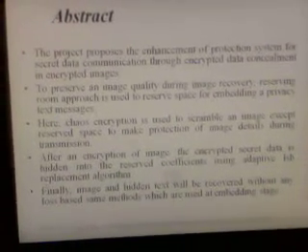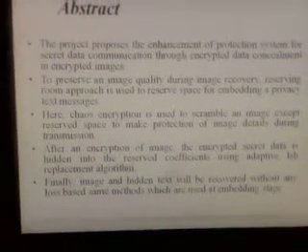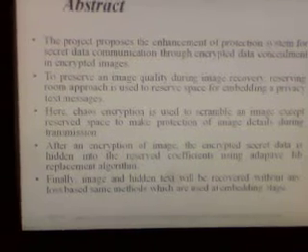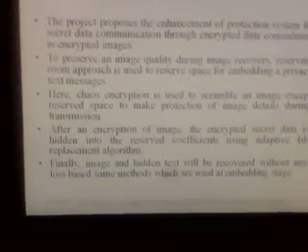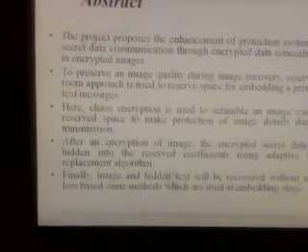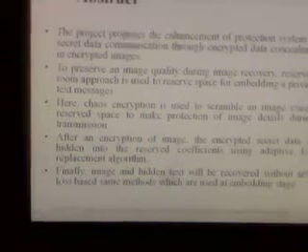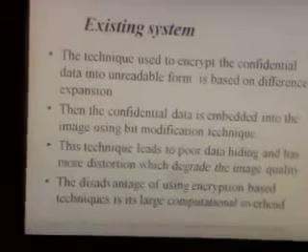In order to preserve image quality during recovery, the reverse room approach is used. It is used to reserve space for embedding secret data. A part of the image is reserved for embedding the data and the remaining part is encrypted using chaos encryption. After encryption, the secret data is embedded into the reserved coefficient using adaptive LSB replacement technique.